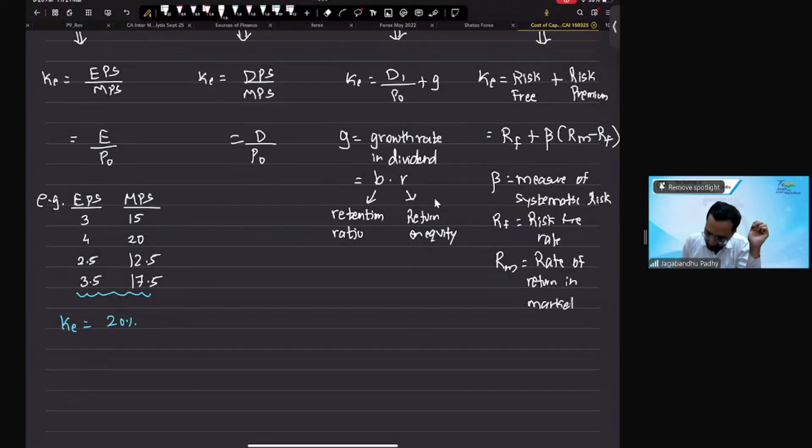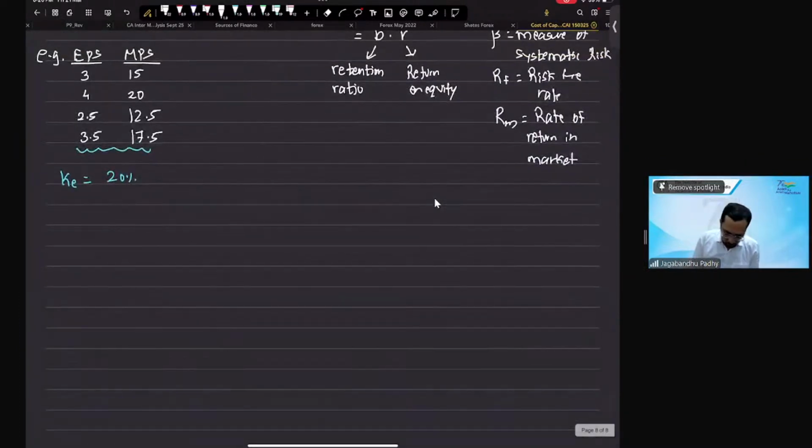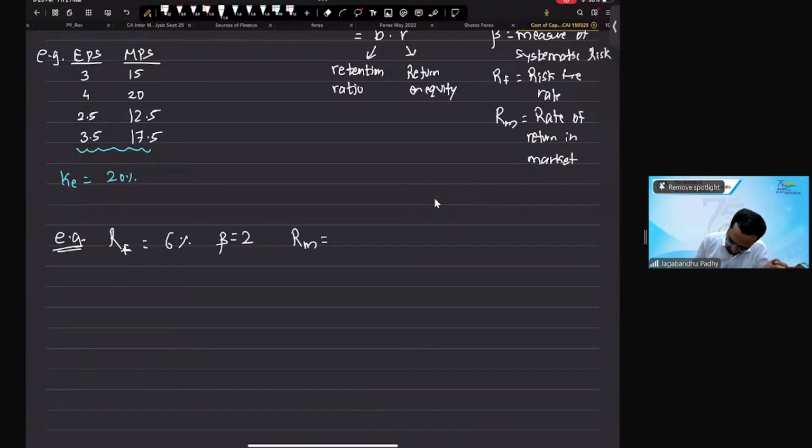So for example, suppose the risk-free rate is 6%, beta is 2, and the market rate of return is, let's say, 10%. So can you tell me what is the market risk premium? What is the market risk premium?